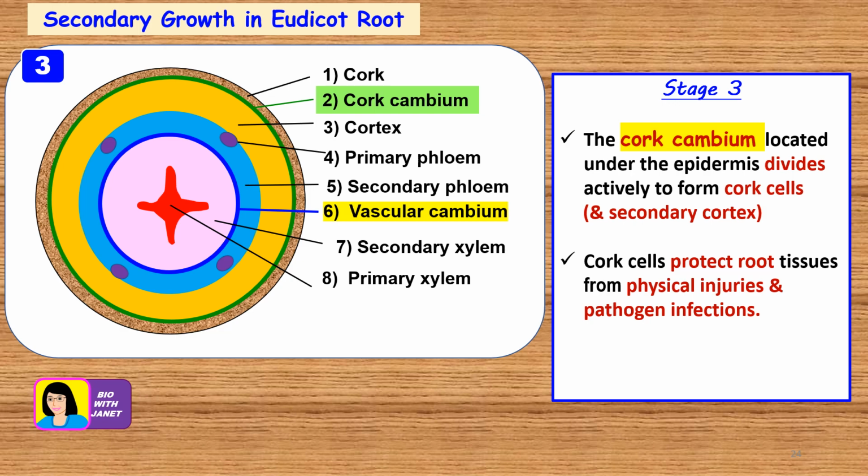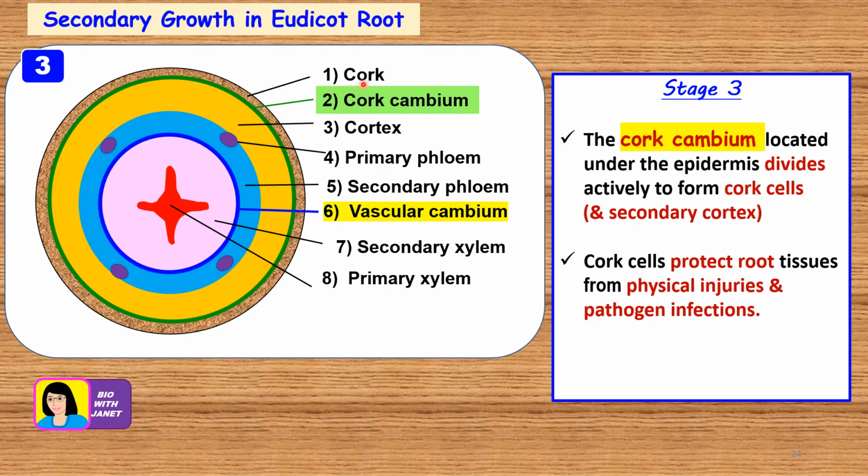Stage 3 now. It's quite similar to secondary growth in the stem. Now, in stage 3, as in the stem, the cork cambium starts to get active. It's located just under the epidermis, so it will divide actively to form the cork cells, the brown layer here. All right, that forms a protective layer on the root. And it will also form secondary cortex here, which is not shown here. The secondary cortex will also be together with the original cortex.